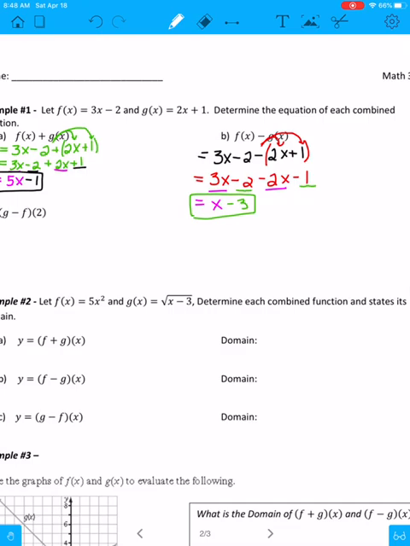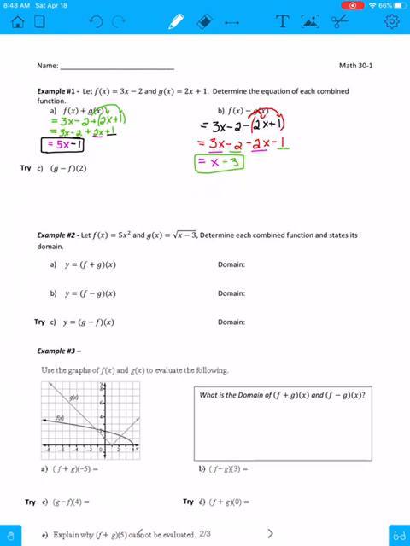You can check these with your calculator, because in y1, you could technically, for a, f of x plus g of x, in y1 you could type 3x minus 2 plus 2x minus 1. And then in y2 you could type your answer, 5x minus 1, and they should be the same graph. If they're not, you made a mistake.